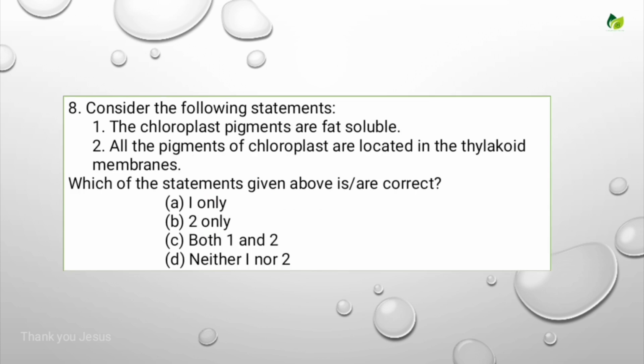Let's see the next question. Consider the following statements. Here two statements are given, and among them you have to pick the correct statements. One, the chloroplast pigments are fat soluble. Two, all the pigments of chloroplast are located in the thylakoid membranes. Options are one only, two only, both one and two, neither one nor two. The correct answer is that both statements are correct.